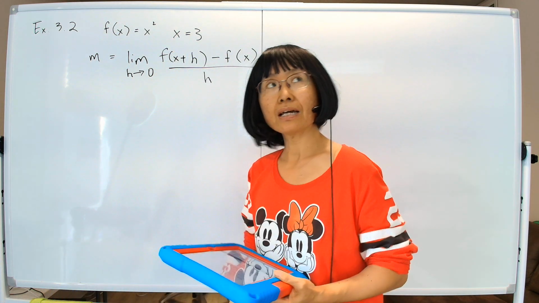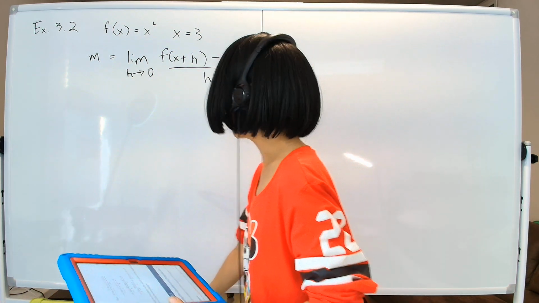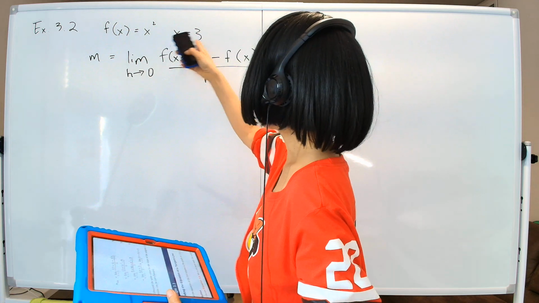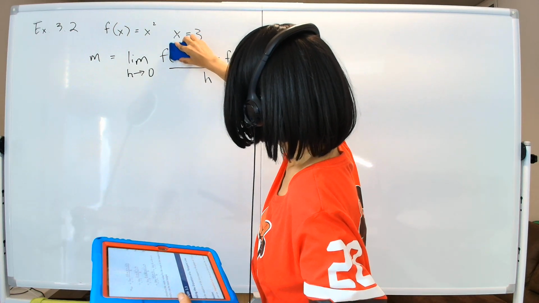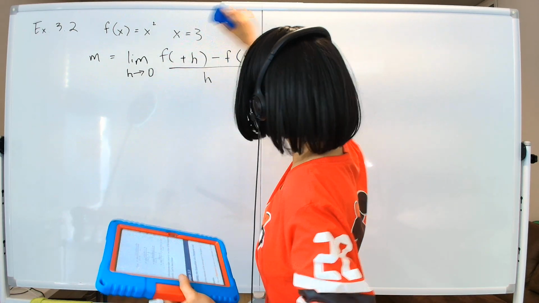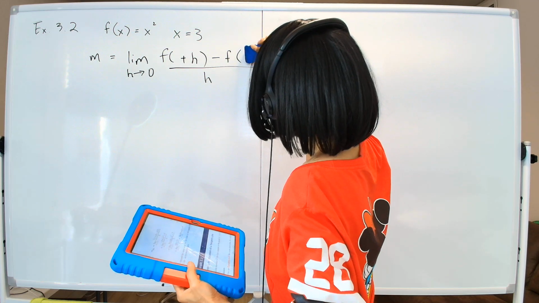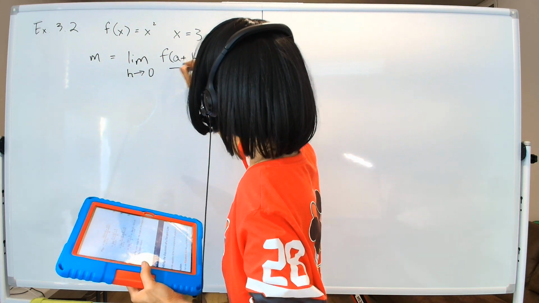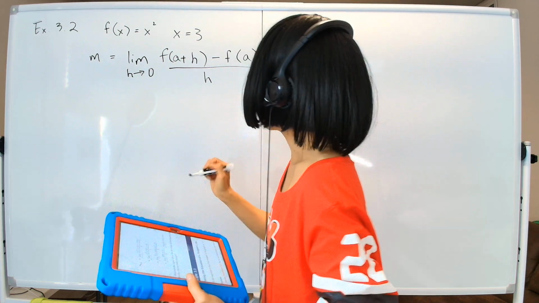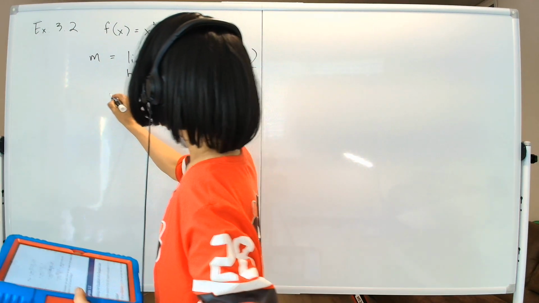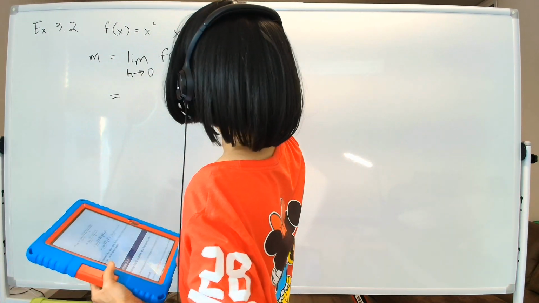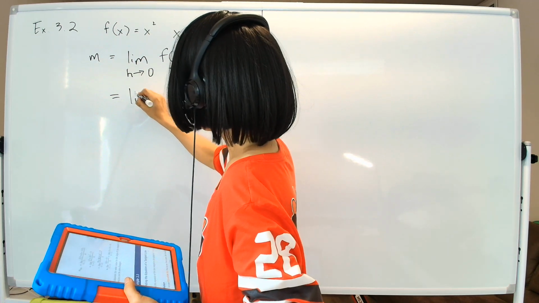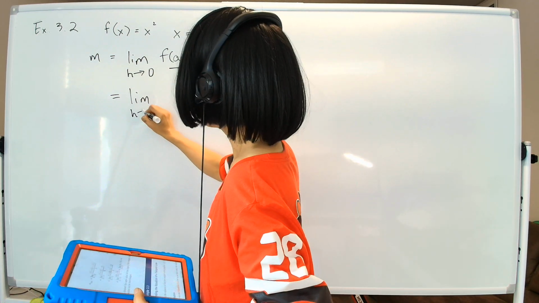In this case x equals 3. Did the formula say f of a? I think it might have said f of a, because x is at a. So let's change this slightly and call it a. What did the formula say? Okay, following the formula, in this case where a is 3, that is going to equal the limit as h goes to 0.